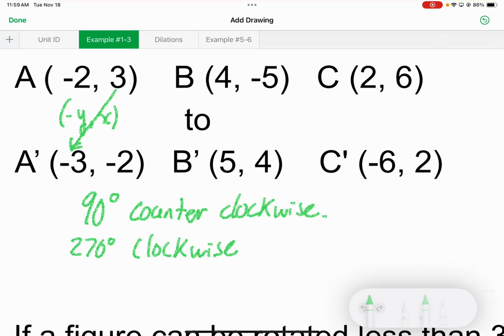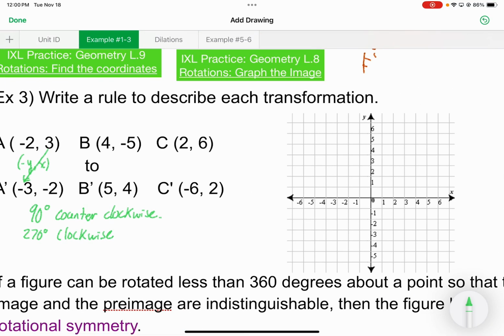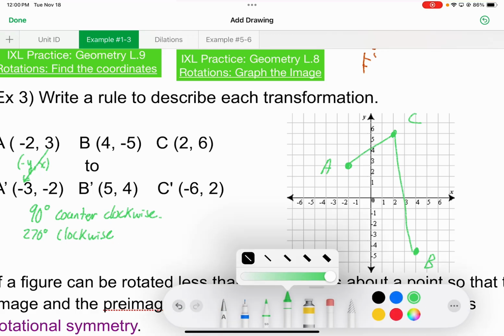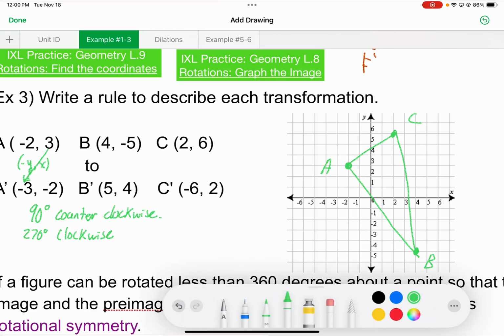Now, if I graph it, just for the love of the game, let's see. A is at negative 2, 3. B is at 4, negative 5. And then C is at 2, 6. So A, B, C. Could do better than that. Maybe not. Okay, so then there's that triangle. That side from C to B is a bit wonky, so anticipate that looking weird.